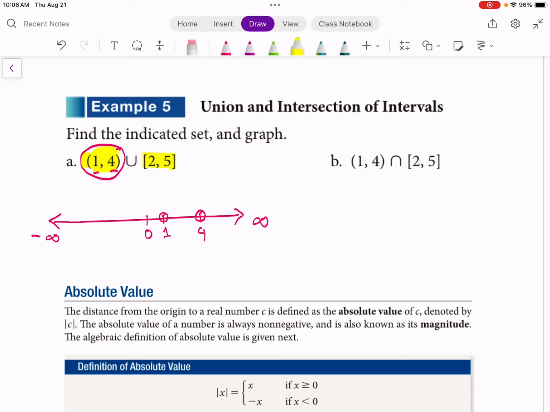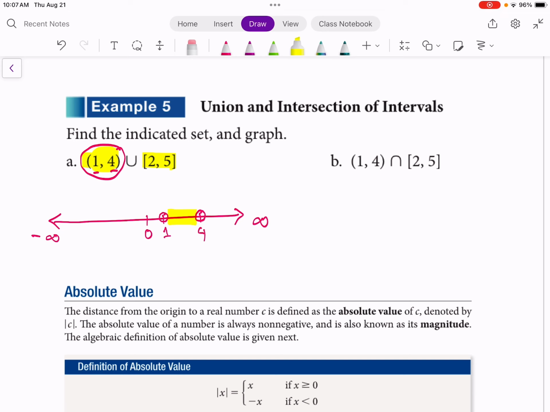Now what part of a number line do we set here for this set? So we have a parenthesis at 1 and 4, so we have an open circle. Now which part do we set? Do we set this part on the left, middle part, or the part on the right? It's the middle, right? So this (1, 4) includes every number which is greater than 1 and less than 4. So that middle region is our first set.